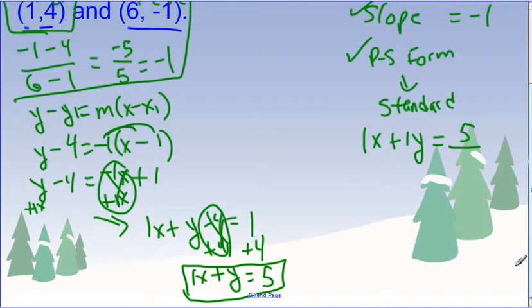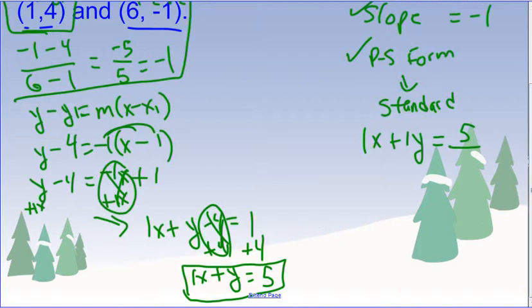So we found the slope. We wrote the equation of that line in one of the forms we knew, point-slope form in this case, and then we changed it into standard form. If that did not make sense to you, I'd recommend going back and watching one of the first 2 examples again. Now that you have the notes, really pay attention to it and hopefully it'll make a bit more sense to you.